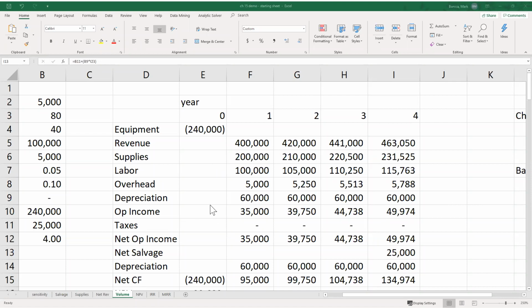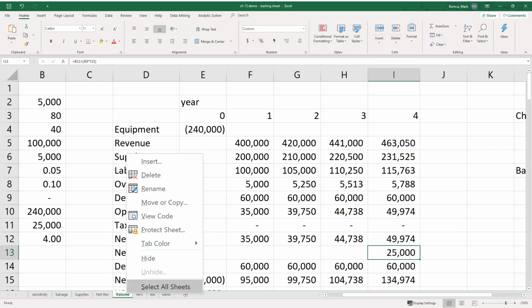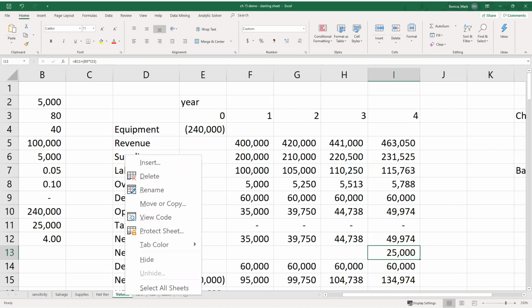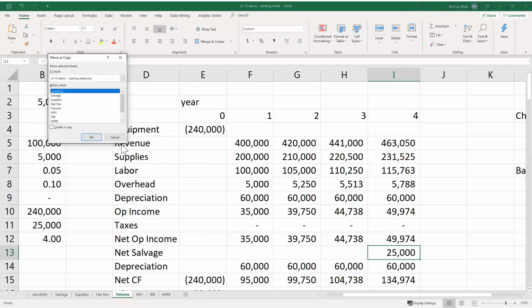So what I'd like you to do is, if you don't have it open, go ahead and open it and do your best to follow along with me. Let's go to the volume sheet just so we're all starting from the same place. So click on volume. And then we're going to copy it. So you're going to click on it to highlight, volume sheet down here at the bottom, right? And then we're going to right click, choose move or copy.